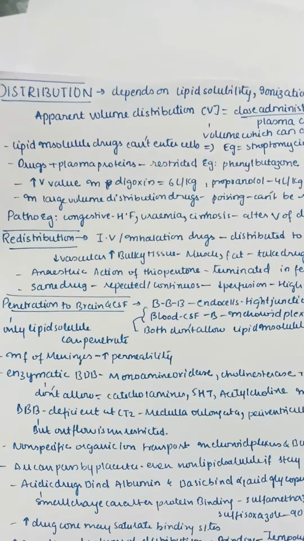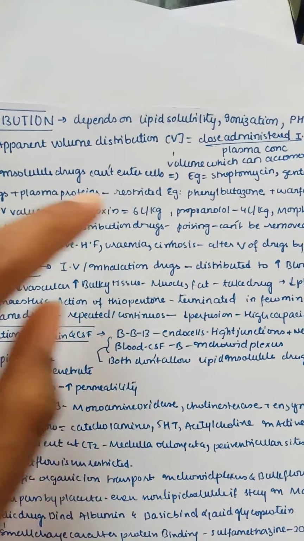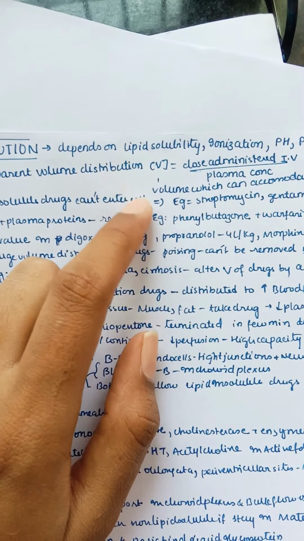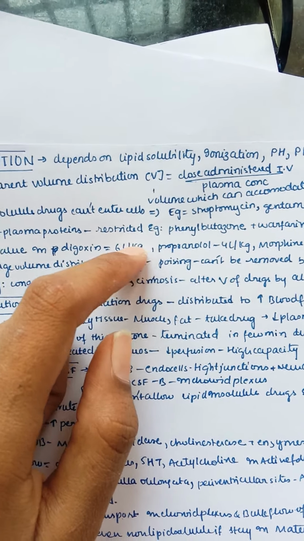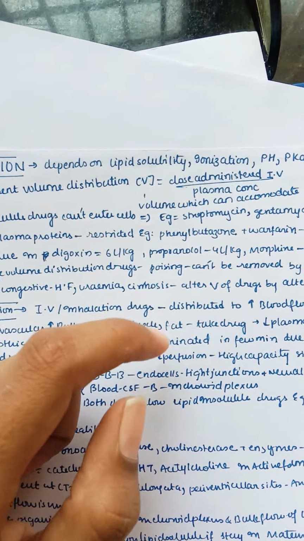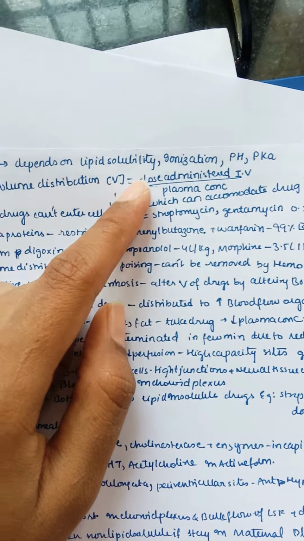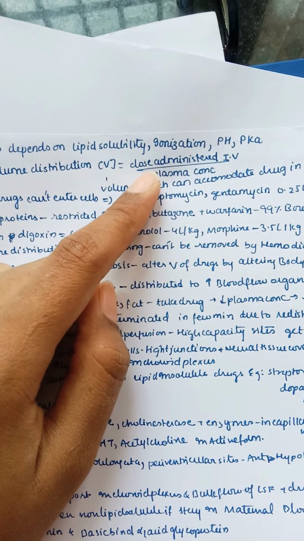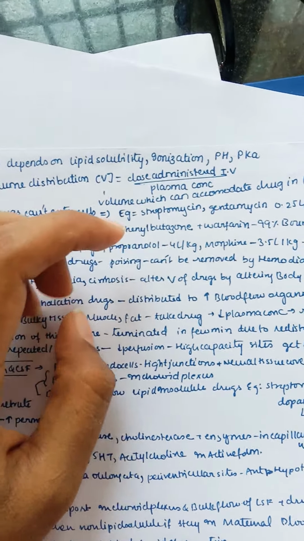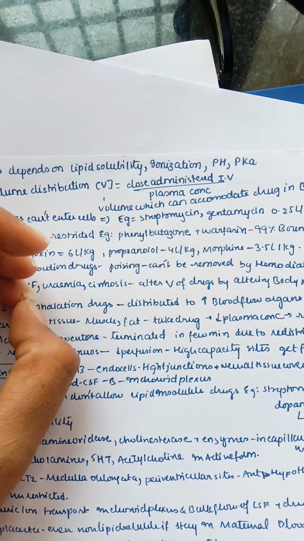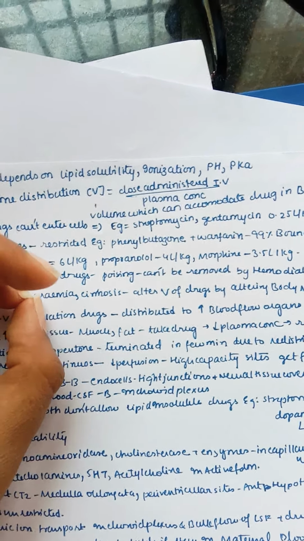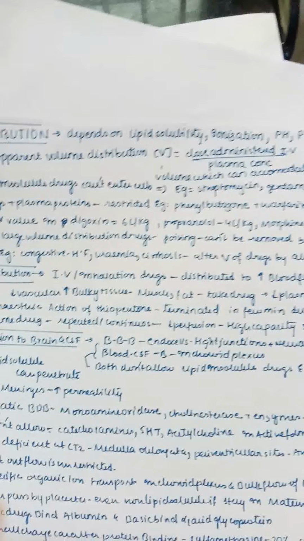It is mainly dependent on lipid solubility, because every cell has a bilipid plasma membrane layer on the outside, every organ, every cell. So the drug needs to cross the membrane, then only it can get distributed. It is mainly dependent on lipid solubility and also on ionization. As we said, if the drug is unionized, then only it can easily enter. If ionized, then it does not enter. And also on pH and pKa. So all this we need to remember.